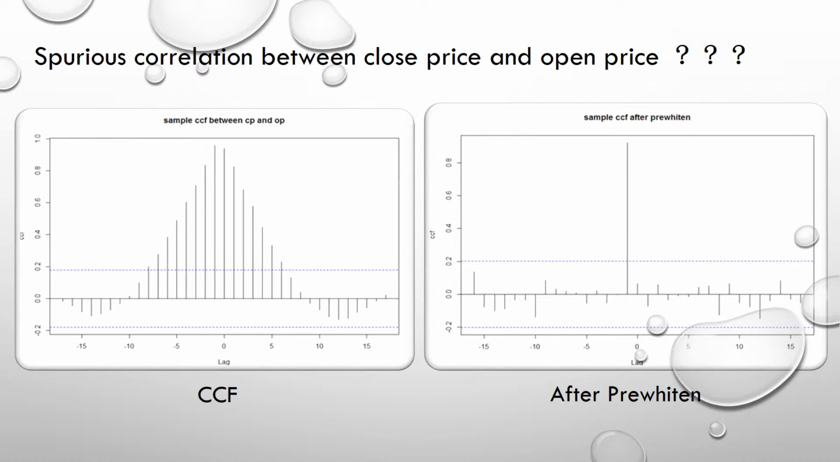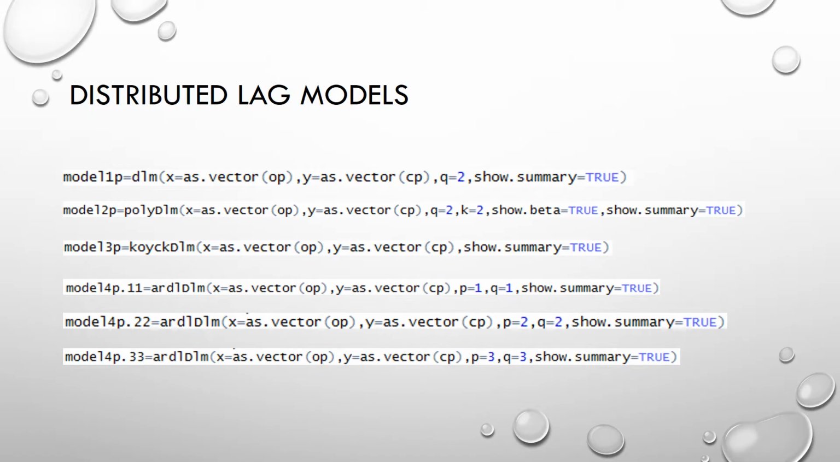And then we will see the CCF. There are several significant lags here. That means there is a cross correlation between them. And after prewhitening, only one significant lag remains, which means there is a real correlation between them, and there isn't evidence to conclude that there is a spurious correlation between them.